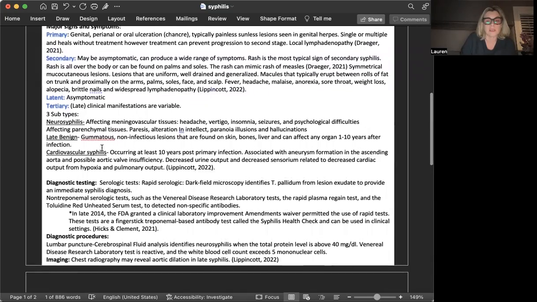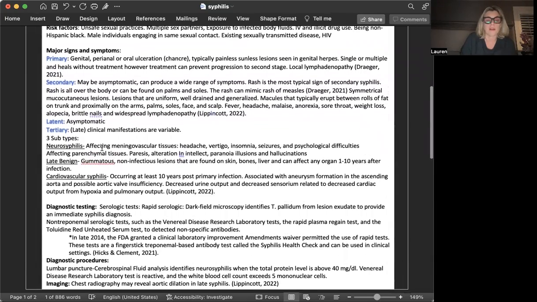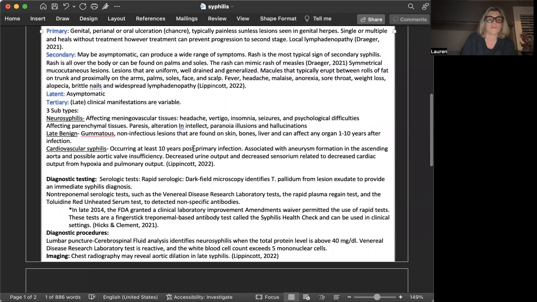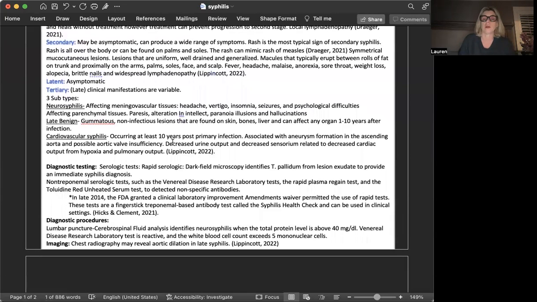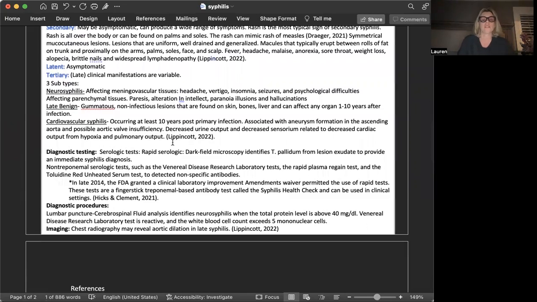You can see for neurosyphilis, it's affecting the tissues, the meningovascular tissues. That's where you're seeing your more psychological difficulties. And this can cause some paranoia, delusions, hallucinations. So some diagnostic testing.